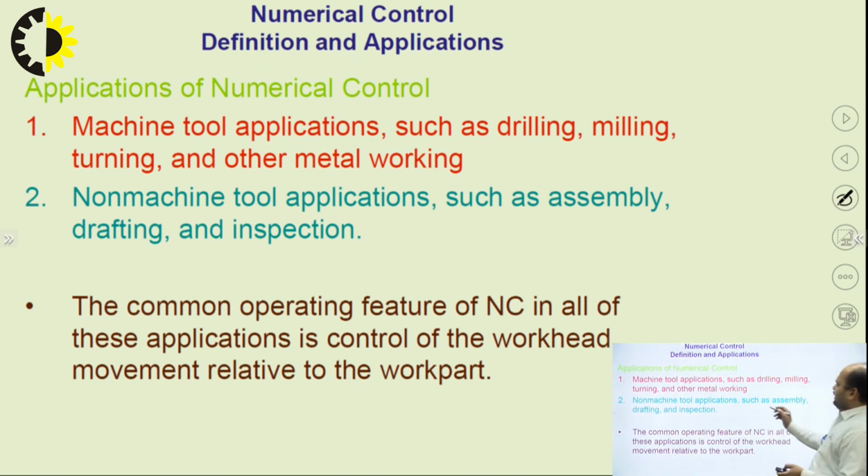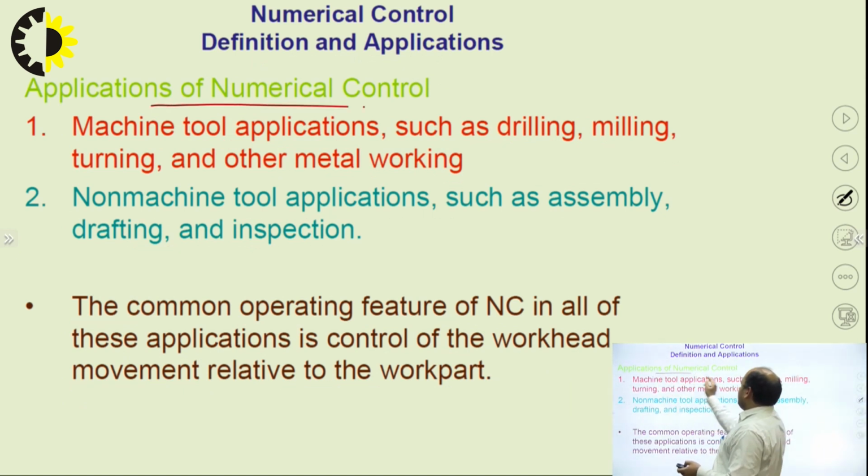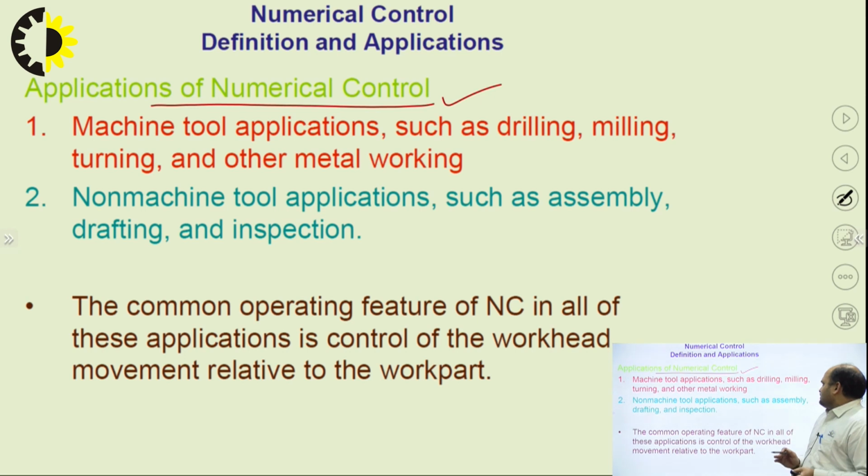Just talking about the applications of numerical control machines, we will come to know that they can be used for machine tool applications such as drilling, milling, turning and other metalworking. These are processes in which we can completely mechanize the system. We can produce a number of parts over these machine tool applications.